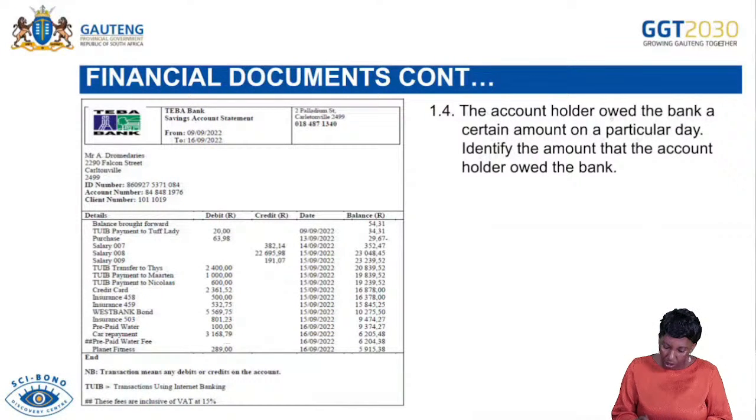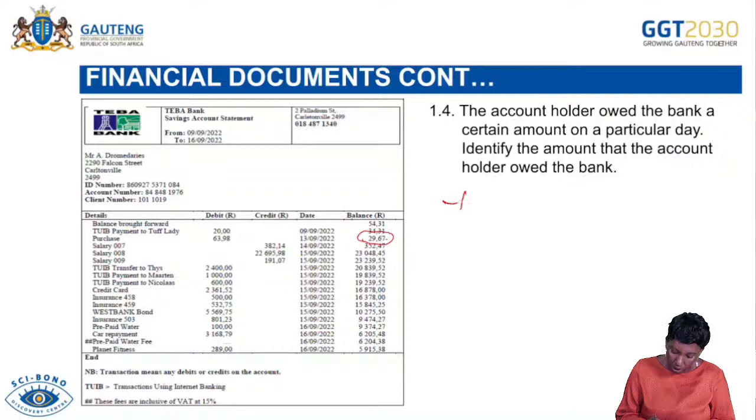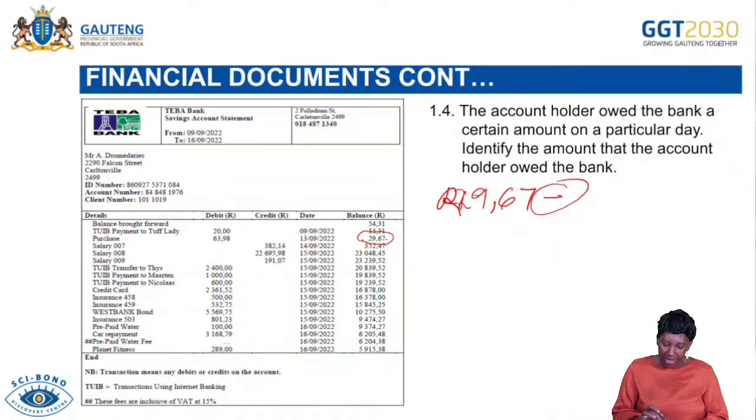Now it says the account holder owed the bank a certain amount on a particular day. Identify the amount that the account holder owed the bank. I said, how do you identify? It will be in a minus. So this is what this person owed the bank. They owed the bank 29 rand 67. How do we identify that? It is because it has a minus sign.